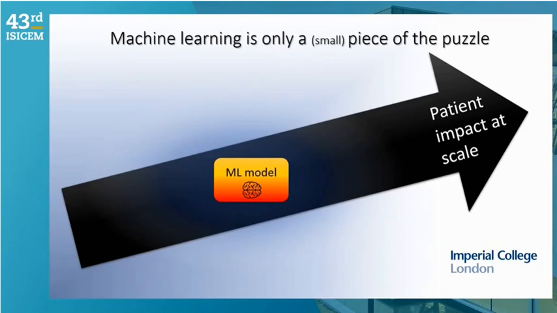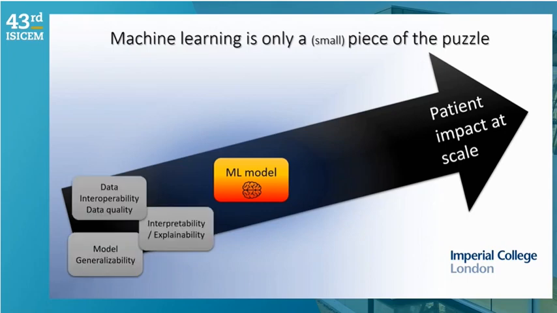If we want to phrase it in a different way, machine learning is important. Obviously, it's the core of the technology, but it's only a tiny piece of a very complicated puzzle if you want to impact patients at scale. And there are so many other things that you need to consider. I'm just going to list them and give you a few examples of the ones that I think are the most painful. So technical challenges to start with: data interoperability, lack of data quality.